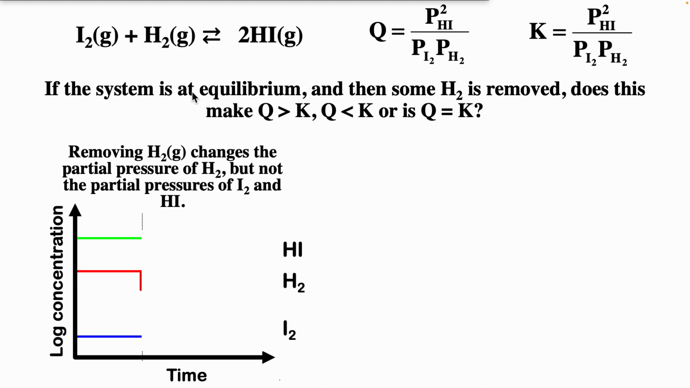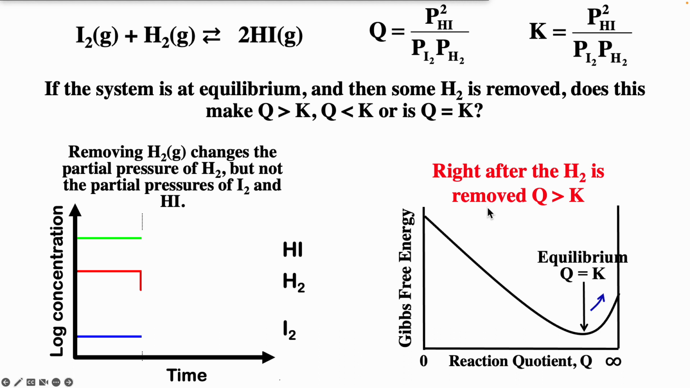If the system's at equilibrium and some H2 gas is removed, does that make Q greater than K, less than K, or equal to K? And so if we remove H2, that means Q will increase. Notice that K is a constant for a specific reaction at a specific temperature, so K will not change. But if we remove H2, Q will increase. And so again, we're at equilibrium. Remove H2, and Q goes up. And so we're taking the boulder, pushing it to the right, and the darn thing will just roll back down.